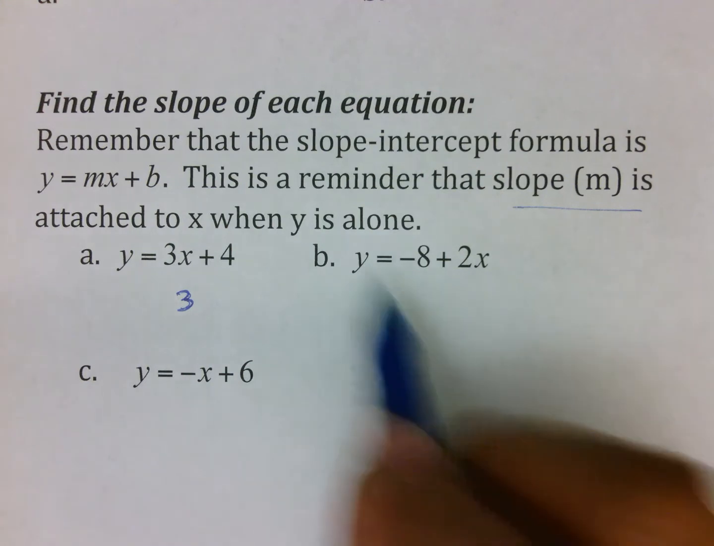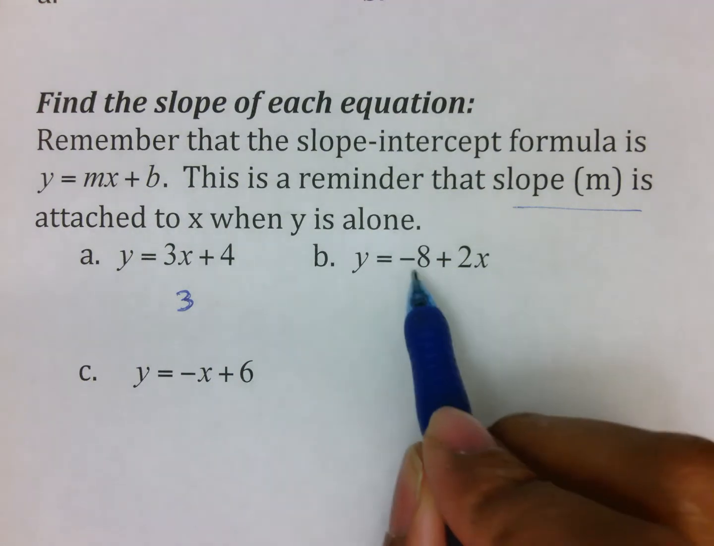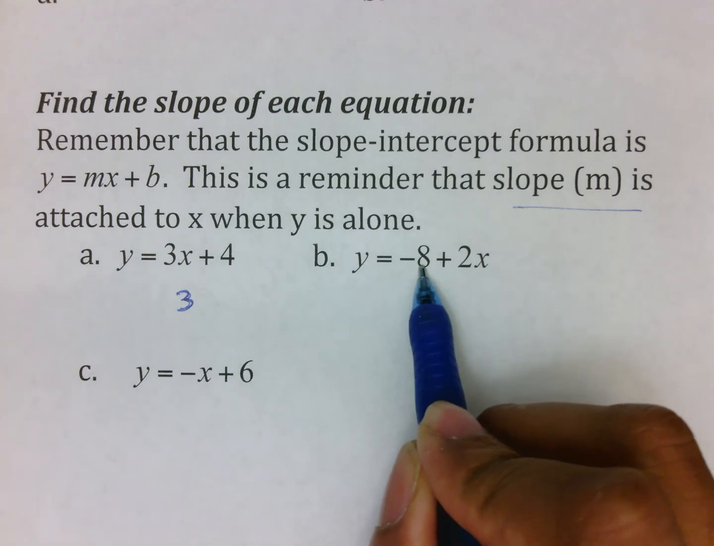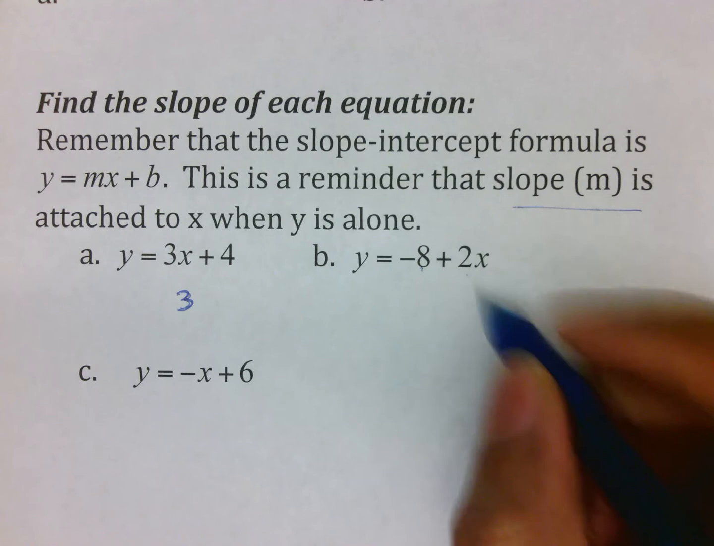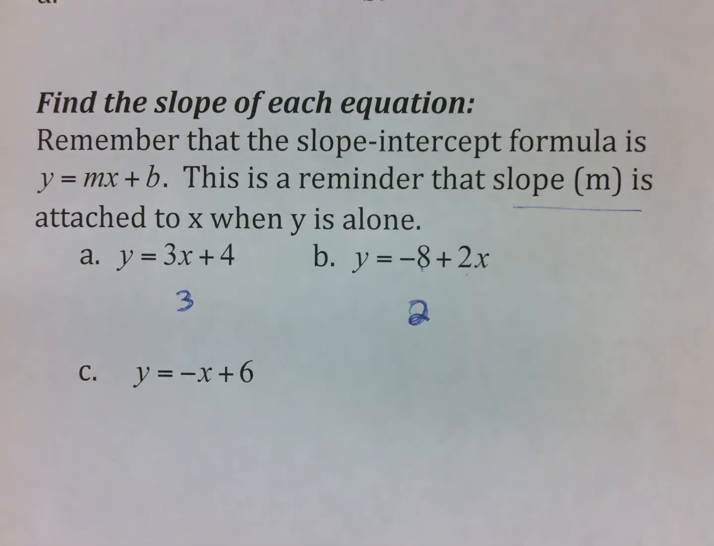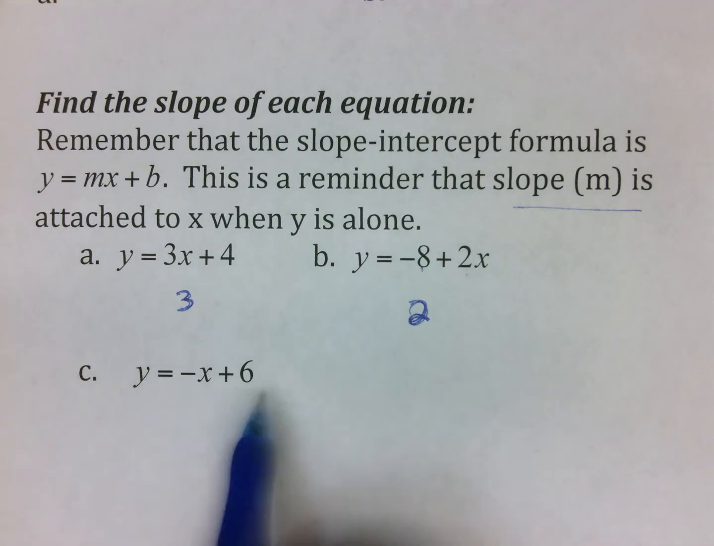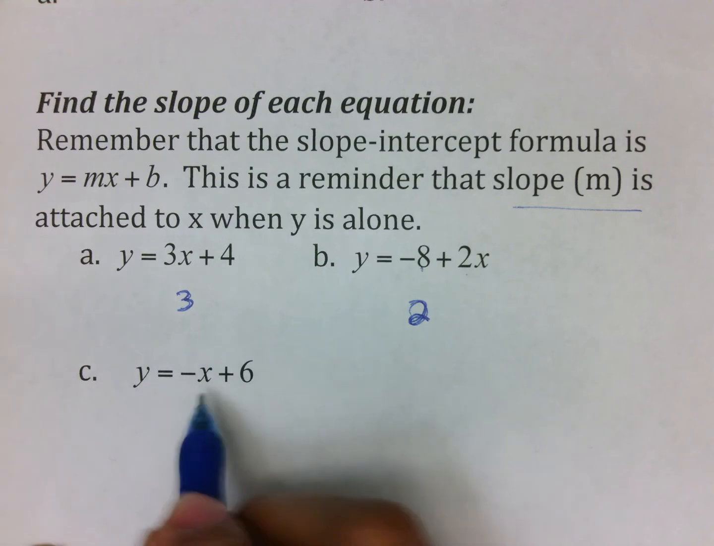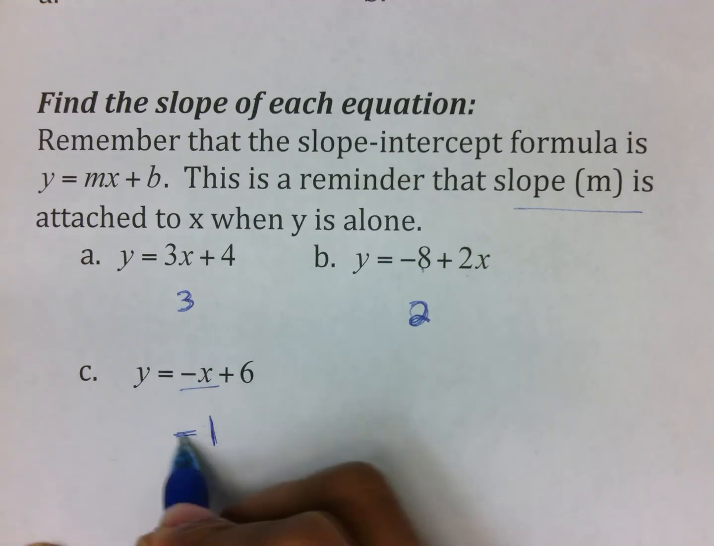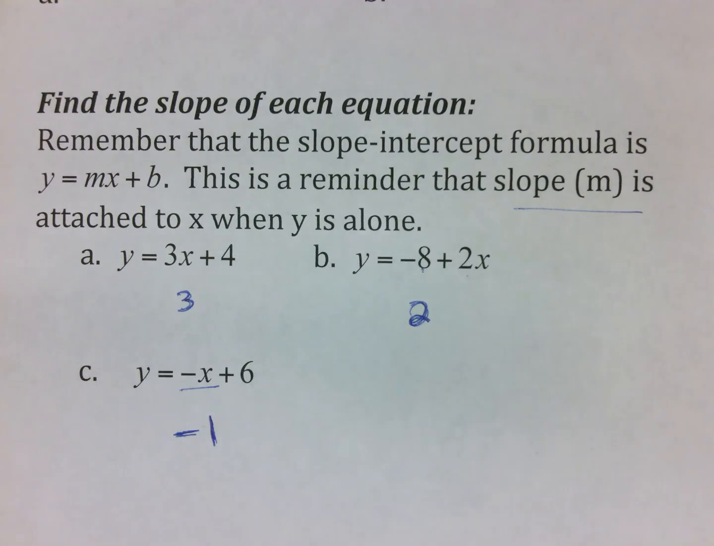On B, what they do is they move the numbers around. Even though you want to say negative 8 is the slope, notice that negative 8 is not attached to an x, so 2 would be the slope because 2 is actually attached to that x. On C, you have 6 and a negative x. Of course, this is where the slope is, but there's no number. Keep in mind, whenever there's no number, that number is a 1. So the slope on that equation would be negative 1.